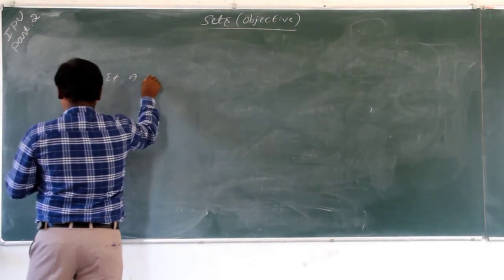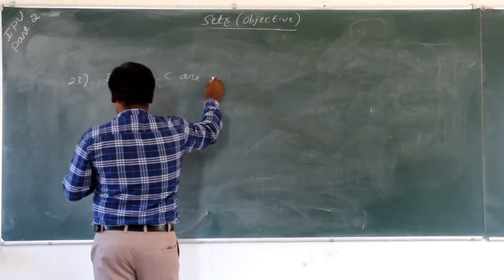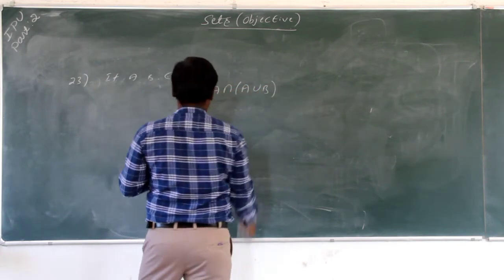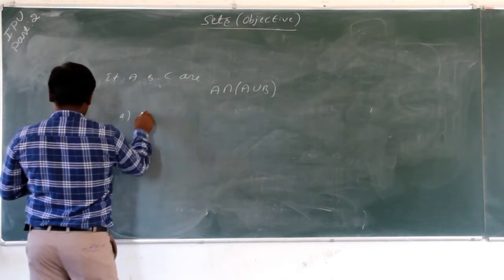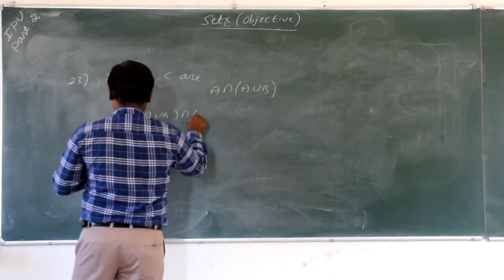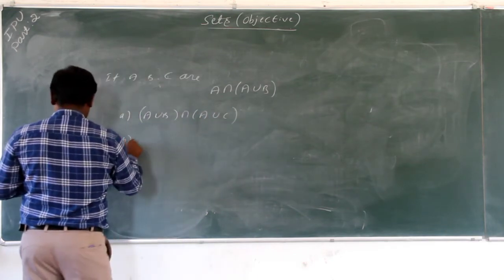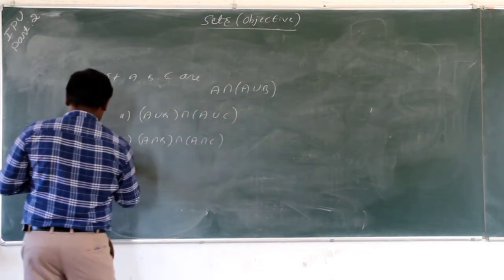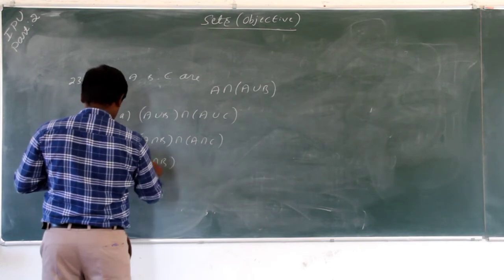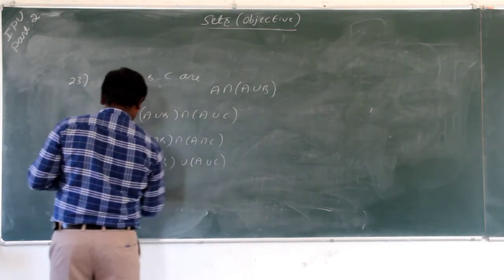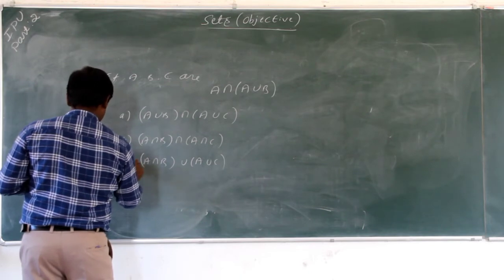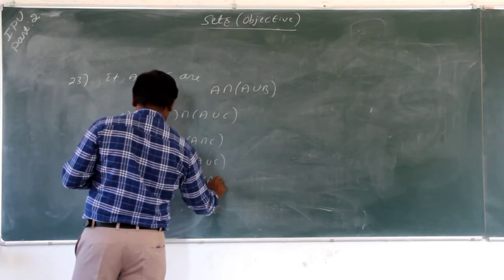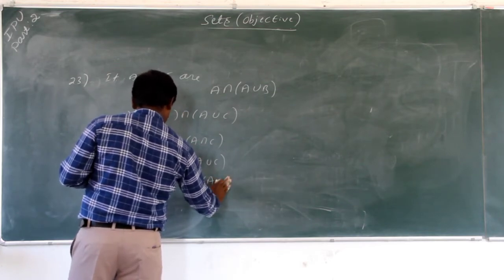If A, B, C are three sets, then A intersection of A union B. A intersection of A union B. Option A is A union B intersection of A union C. Option B is A intersection B, intersection of A intersection C. Option C is A intersection B, union of A union C. Option D is A intersection B, union of A intersection C.